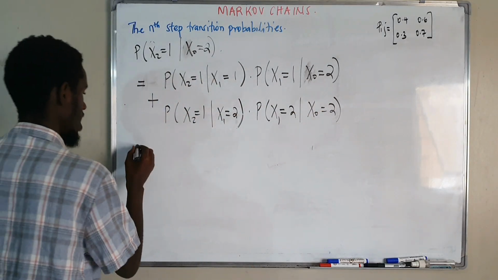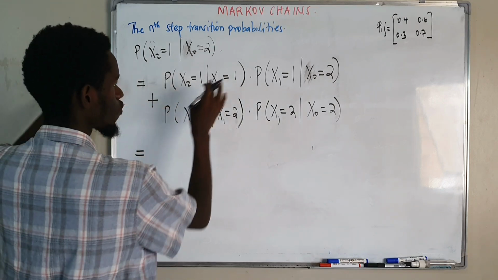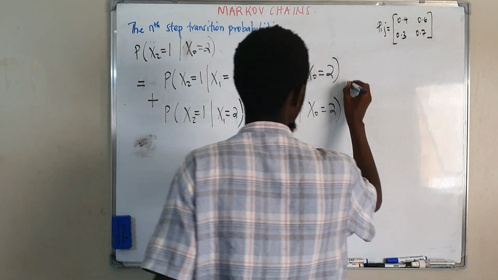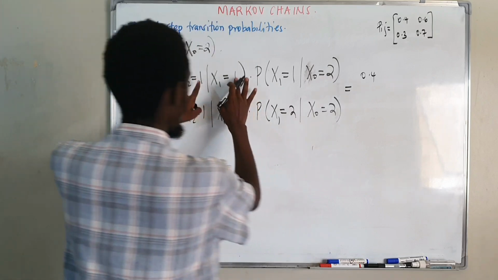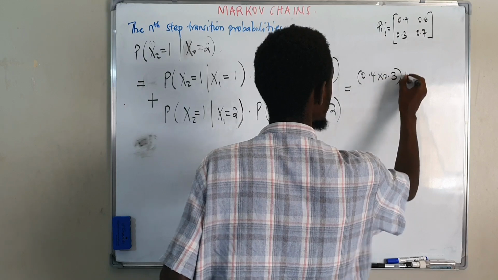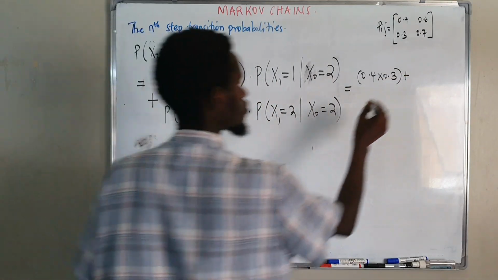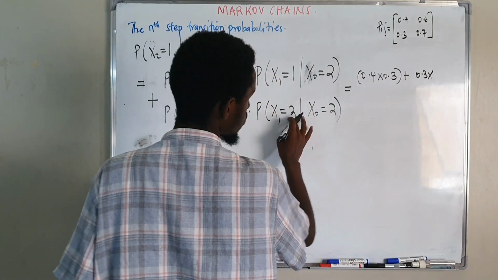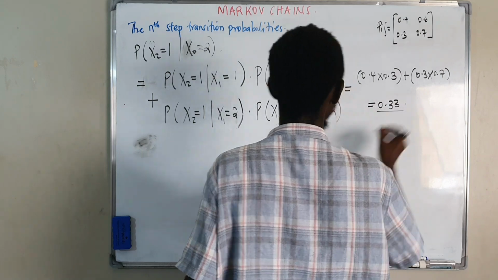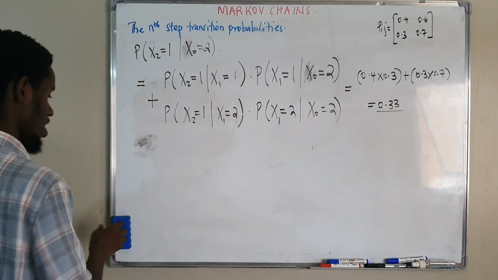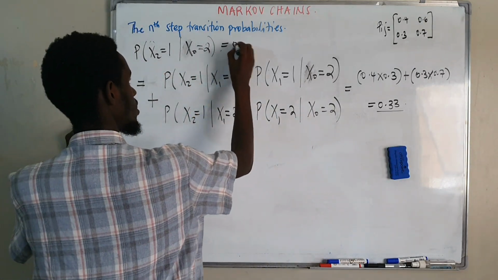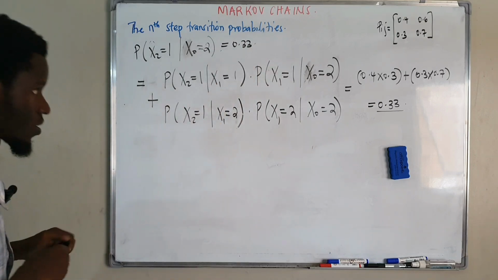Now, here I can easily get the answer. I know that the probability of transiting from 1 to 1 is 0.4. Let me write it this side here. This is the same as having 0.4, I'm coming from 1 to 1, then 2 to 1, which is 0.3, then plus 2 to 1, which is 0.3, times 2 to 2, which is 0.7. Now from here I can easily get my answer as 0.33. A good thing, now we've got our answer as 0.33 for the probability. Now let us go on.